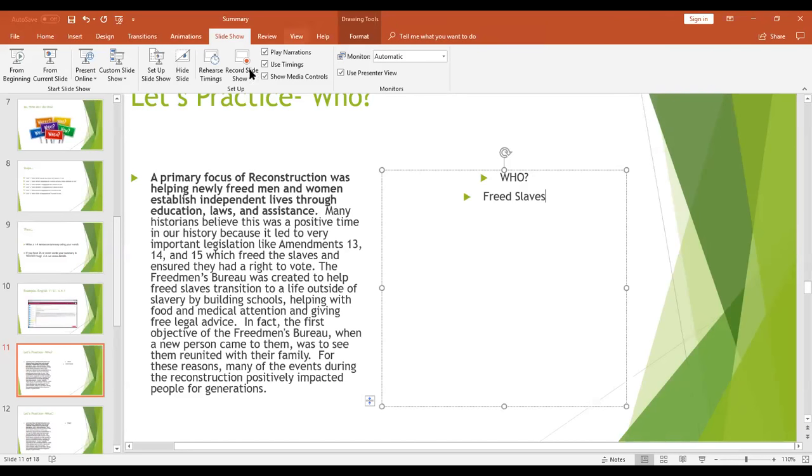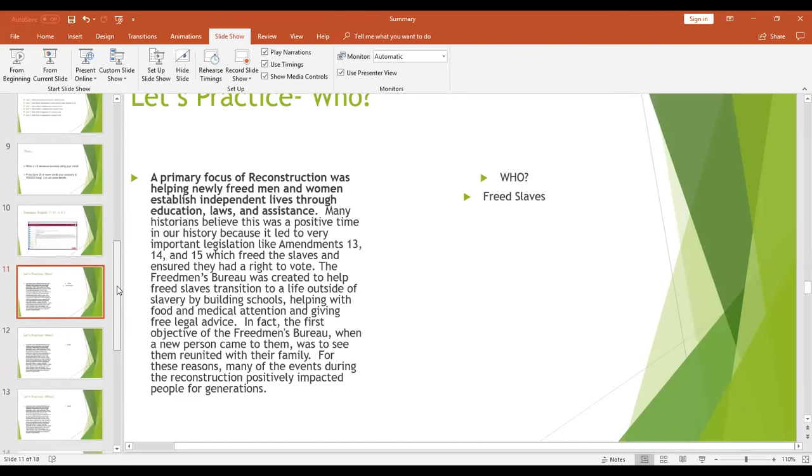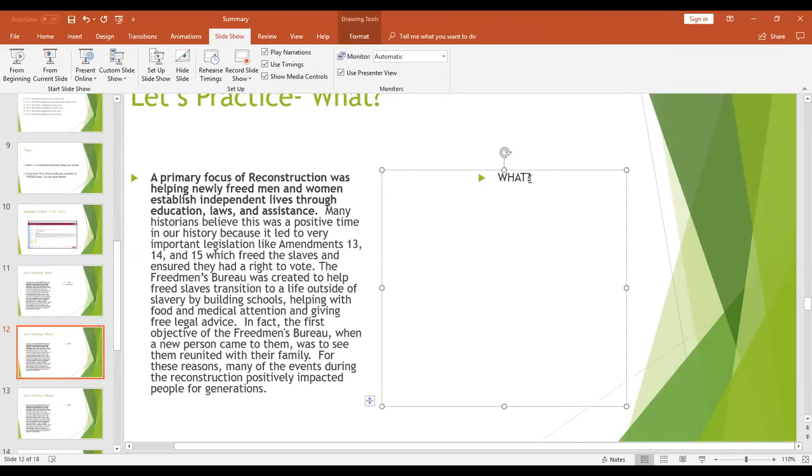Okay, so our first step is, again, who. So we're talking about the free slaves. Perfect. Okay, so we're going to go to the next slide, which is the what. And again, on the left side, I have the actual paragraph for you to see again. So what is actually going on in this paragraph? What things are they talking about in this paragraph? And remember, this part is sometimes the most difficult because we're trying to do this in 5 words or less.